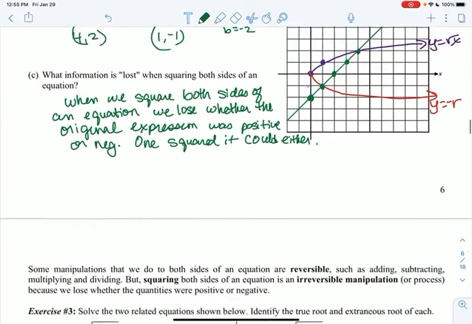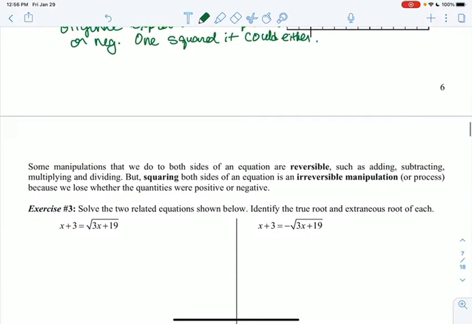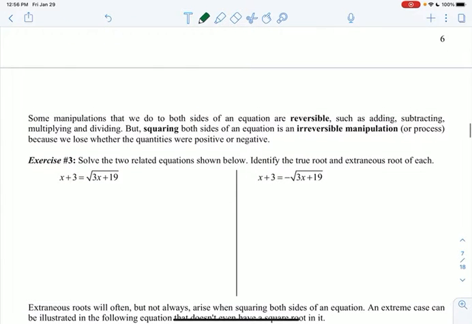All right, so let's look at another example. So if we're looking at exercise 3 right here, I'm going to solve it, and you're going to identify the true roots and any extraneous roots of each. So the way that I solve this is I square both sides, because by squaring it, I get rid of that radical. So on the right, I'm just left with 3x plus 19. And on the left, x plus 3 squared means x plus 3 times x plus 3.